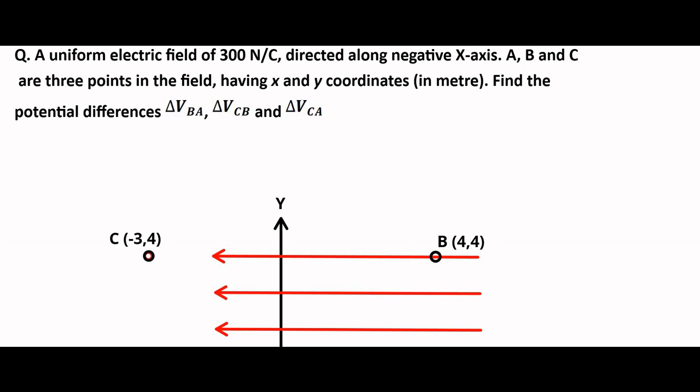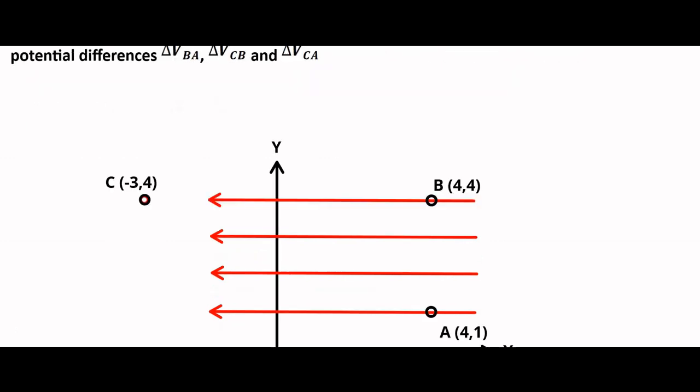So here is another question on electric potential. Here it is given: a uniform electric field of 300 Newton per coulomb directed along negative x-axis, and we have 3 points A, B and C located on the field. The x and y coordinates are expressed as in this figure.